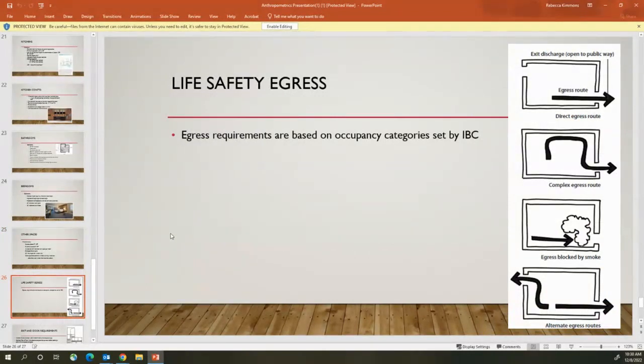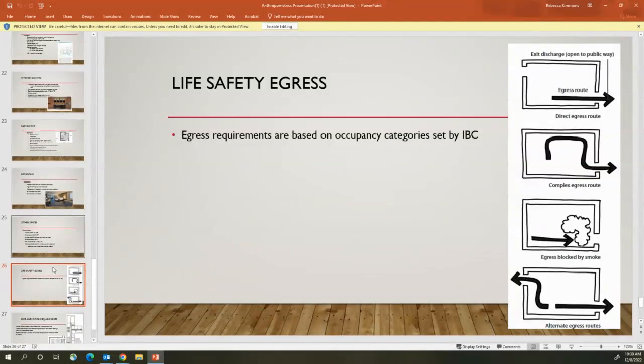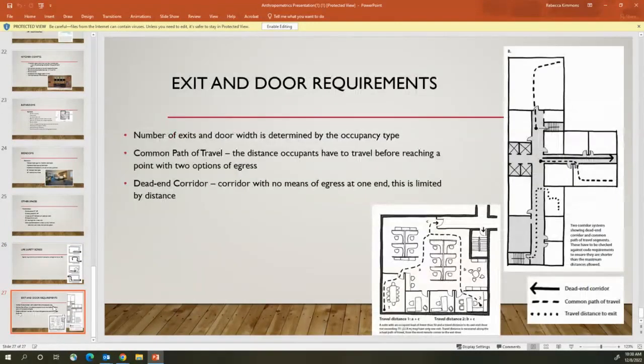Okay, egress routes are another big part of your overall space planning items that you need to look at. So these are based on the occupancy categories set by the International Building Code. We're not going to get too much into what these are. You will talk about this more in codes. But this just gives you some information on what it looks like and why it's important to often have two egress routes in case one is blocked by smoke or fire.